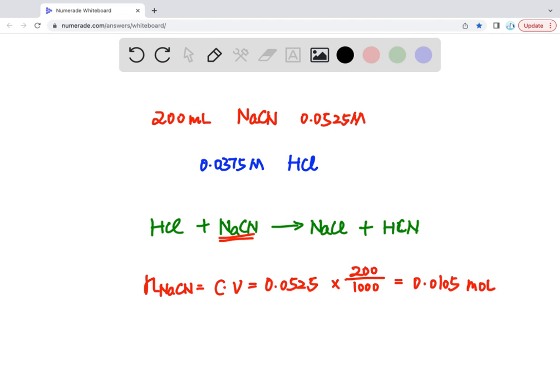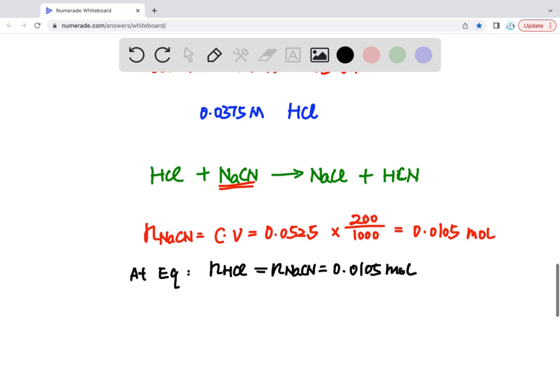So in this case, since the reaction ratio is 1-to-1, and we want to calculate the pH at the equivalence point, that means at the equivalence point, the moles of the HCl that is added into the solution should be equal to the moles of the sodium cyanide. So that's equal to about also 0.0105 moles.